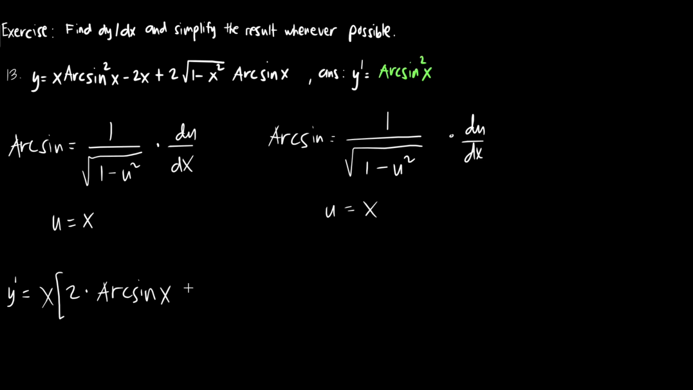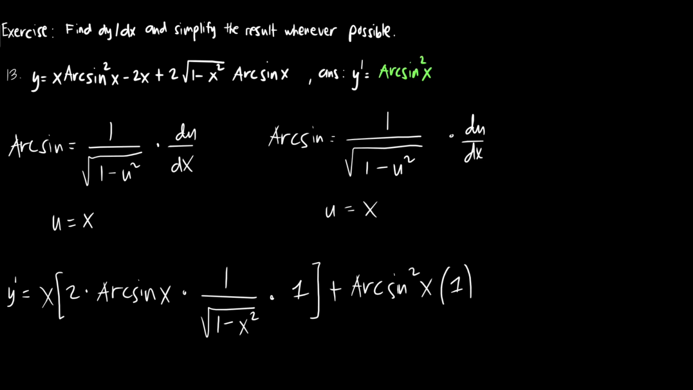So the derivative inside is the derivative of arcsine of x, so 1 all over square root of 1 minus x squared, since u is just equal to x, times d over dx of x, which is just equal to 1. Close bracket. Plus, multiplication rule for differentiation: just copy arcsine squared x, times the derivative of x, which is 1. Minus the derivative of 2x, which is just equal to 2.